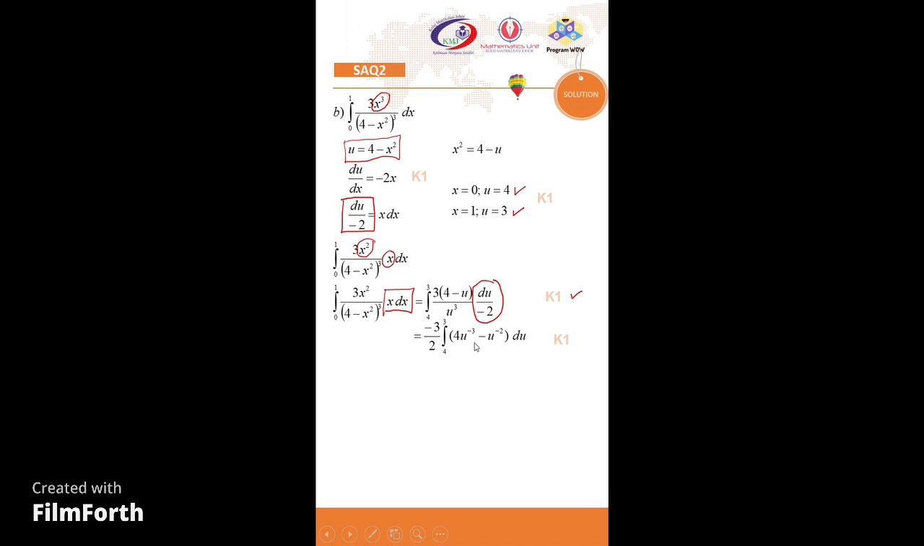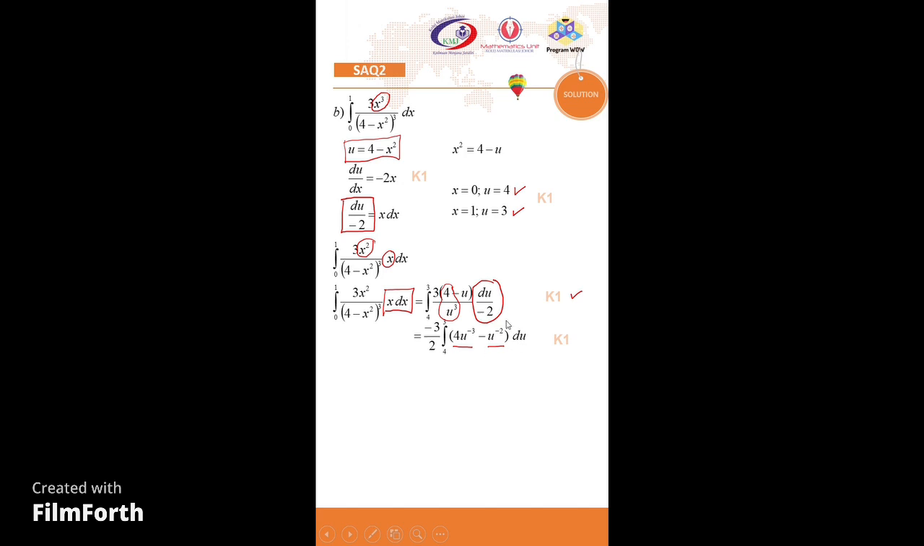Okay, then you can simplify. So 4 divided by u to the power of 3 will get 4u to the power of negative 3. And then u divided by u to the power of 3, you will get u to the power of negative 2.